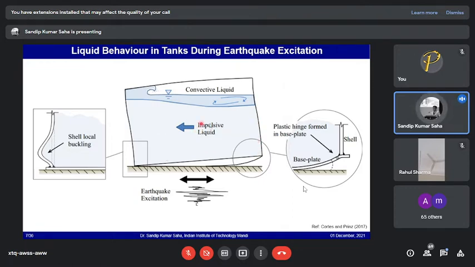There are different classifications of these liquid parts. Some classification says that liquid is divided into three layers. The top is convective, the bottom is impulsive, and there is a layer which also moves almost along with the tank bottom. Depending on that, these liquids try to displace in the horizontal direction when the tank is subjected to horizontal earthquake excitations, and those horizontal displacements exert lateral forces on the tank wall, which may lead to buckling of the tank wall, or it may lead to uplifting of the tank base from the support that is in place.